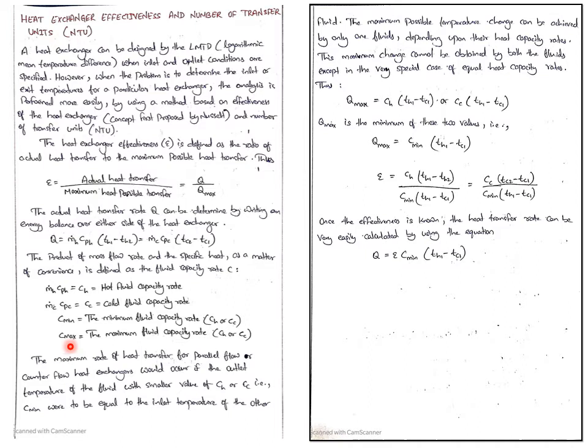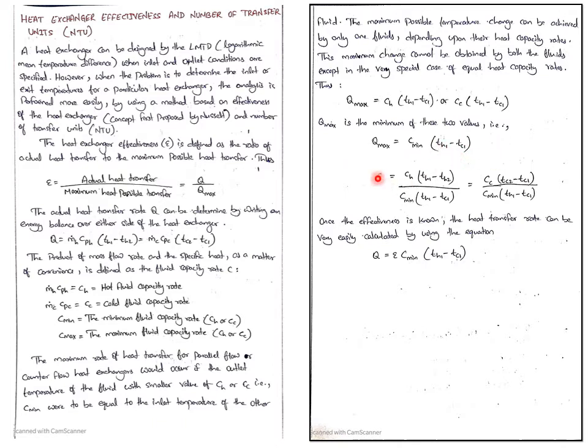The maximum possible temperature change that can be achieved by only one of the fluids depends upon their heat capacity rates. The maximum possible change cannot be obtained by both fluids except in a very special case. Usually we take C_c as m_c into c_pc. Q max is nothing but C minimum into the temperature difference at the inlet.